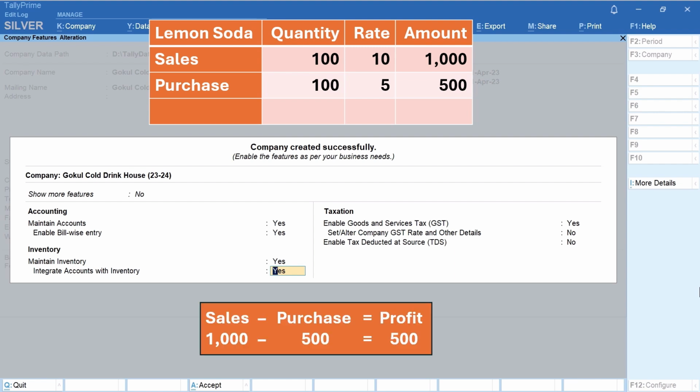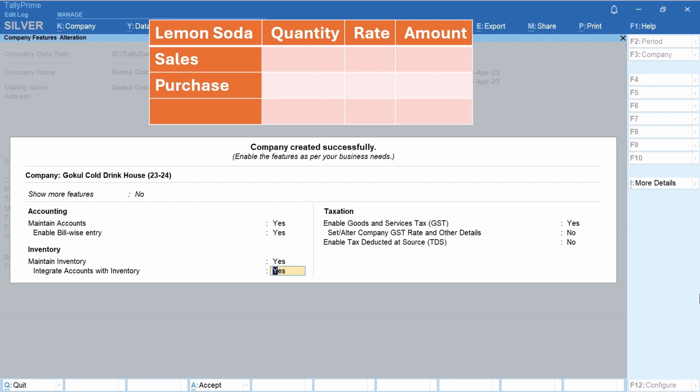So the total sale minus the total purchase will be our profit. Our sales was worth 1,000 and our purchase was of 500. So now the profit is 500. Am I right? Is it okay? Hello? Are you all there? Yes, sir.